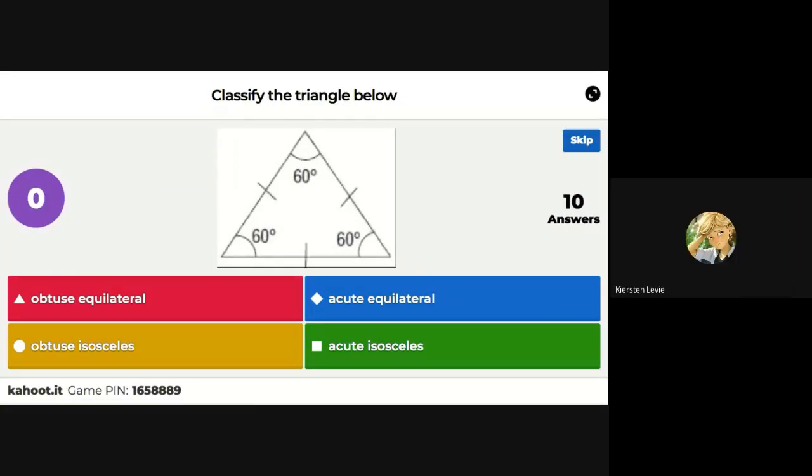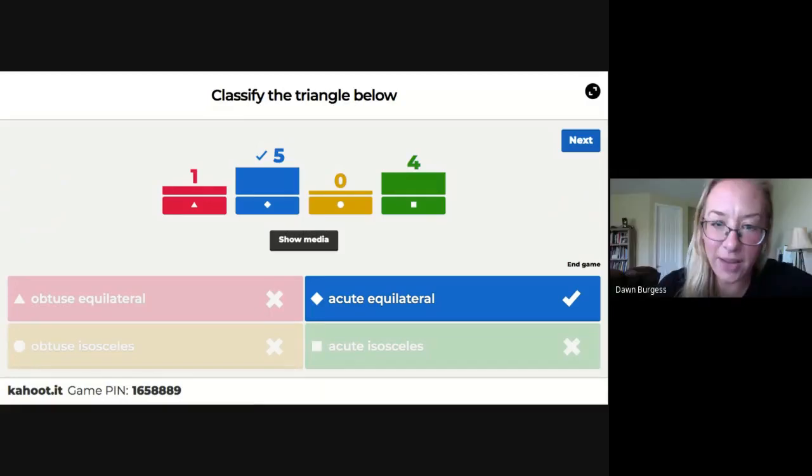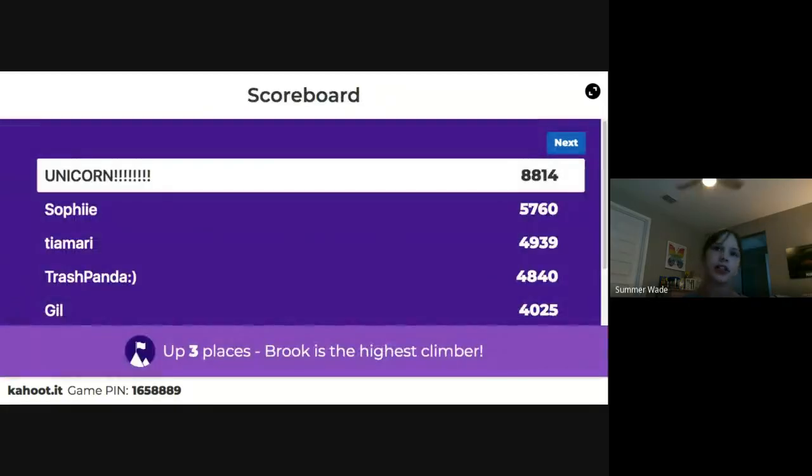Most of you got it. Good job. All 3 angles were acute because they're less than 90 degrees, and then all 3 sides were congruent, so it's equilateral. All 3 sides were equal. Just need to put it together.